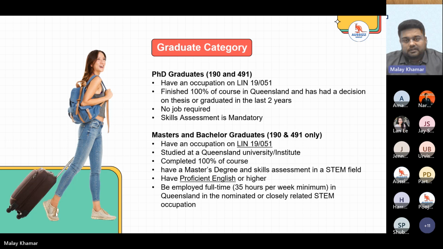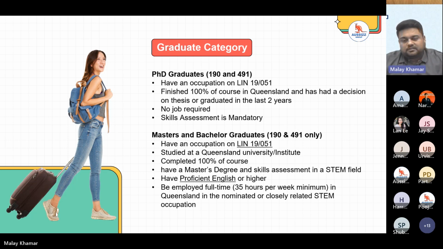This is a very good thing about PhD graduates, because over the last couple of years we have seen some applicants not getting the global talent visa, so they can apply for the 190 or 491 visa as a backup if they have completed the PhD study in Queensland universities.